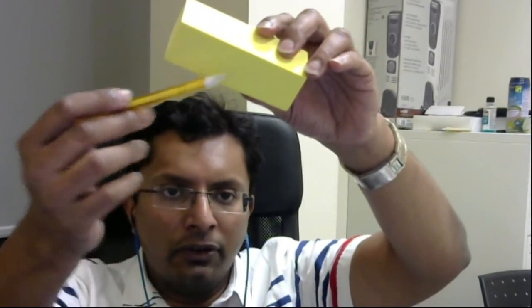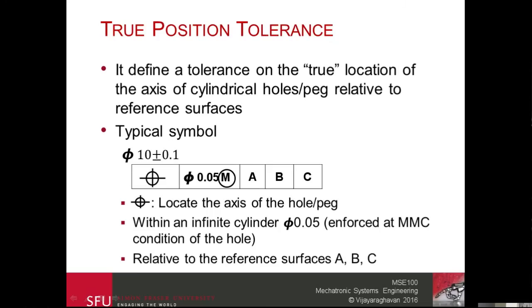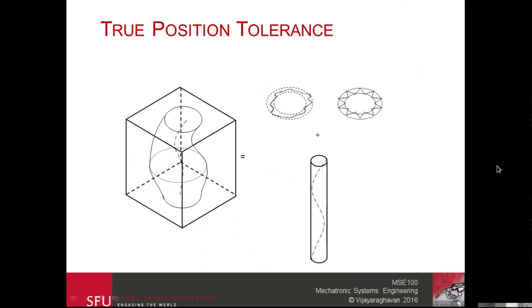So the hole itself could move all over the place. The axis can be anywhere it wants, but once I specify the true positional tolerance, that means with respect to these three axes, my hole is fixed within a tolerance band. That's what this refers to, and we are enforcing it at maximum material condition.